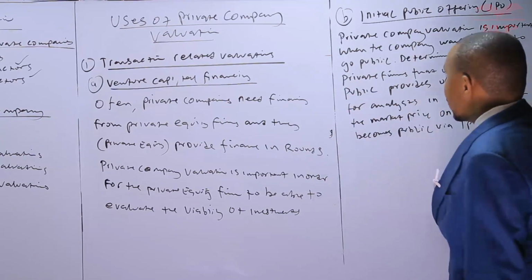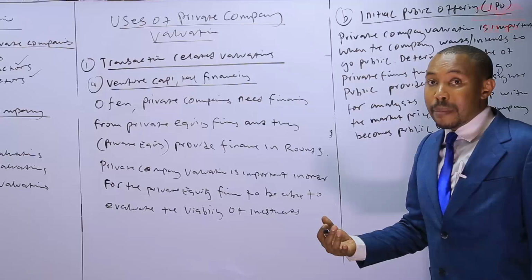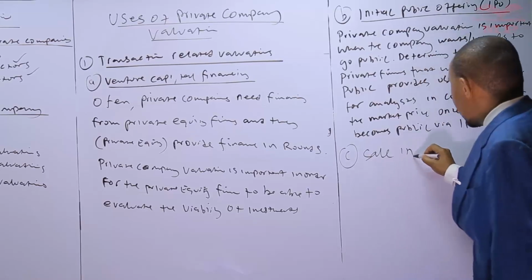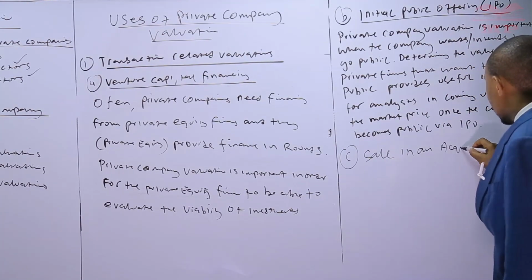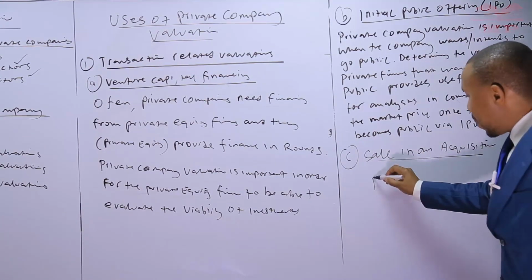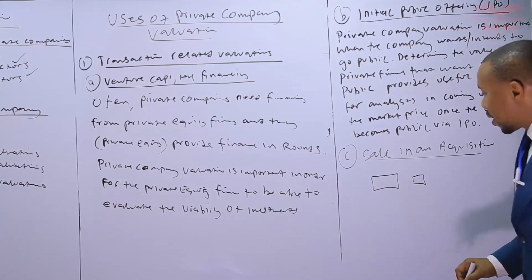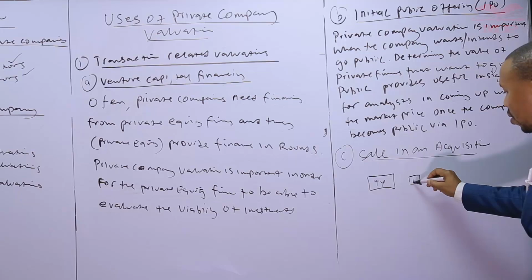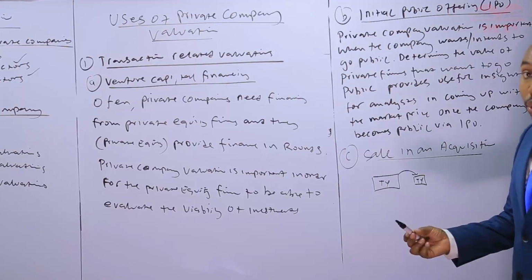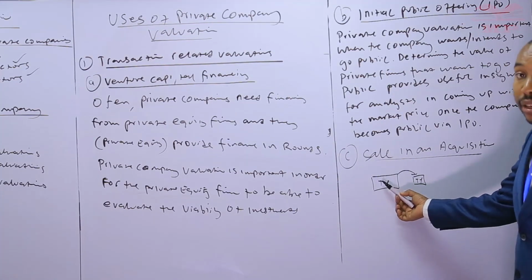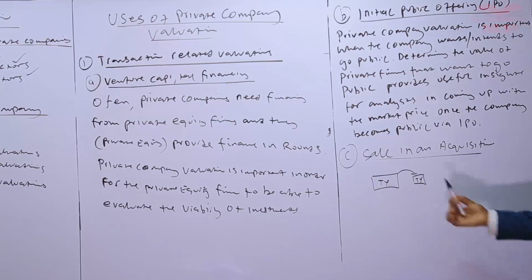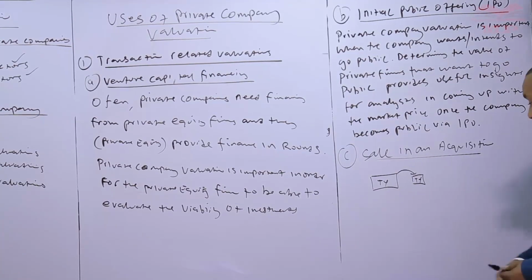transaction-related valuation. The third one is sale in an acquisition, when a private company wants to be bought off by another firm. We're saying C, sale in an acquisition. When one company wants to acquire this other one, we are saying this company deals with tires, this one also deals with tires. So if this company wants to acquire that one there, valuation is important, so that the larger company, the predator company, can determine how much should I pay in order for me to acquire that company. That's why we say private company valuation is important.